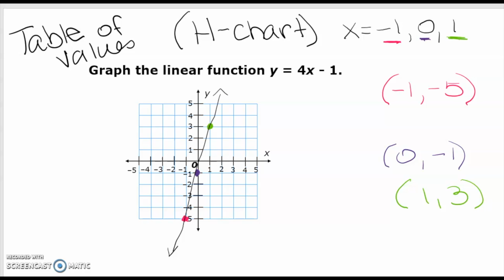Now, if I can get that a little straighter, there we go, took out my ruler. If they didn't line up, like sometimes I'll see people do their graphs and they've got a point here and a point here and a point here. That means something went wrong. So you're going to practice doing the H chart and making some graphs.